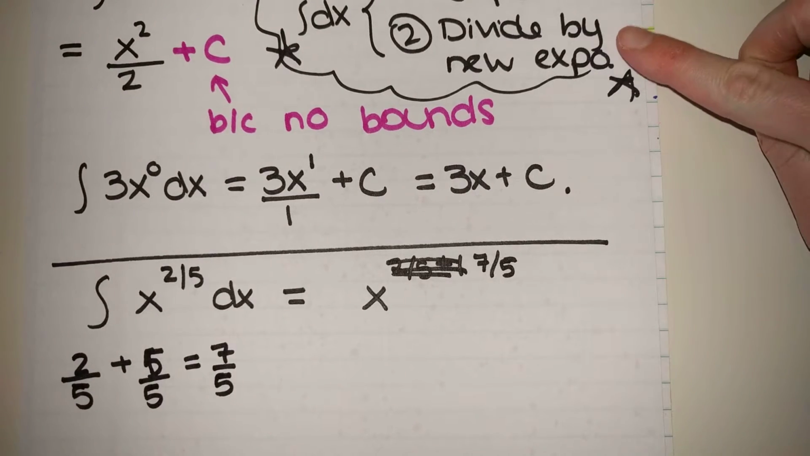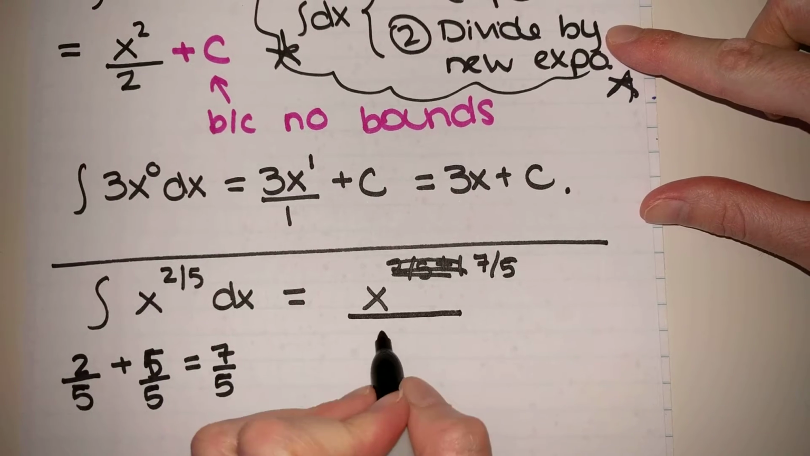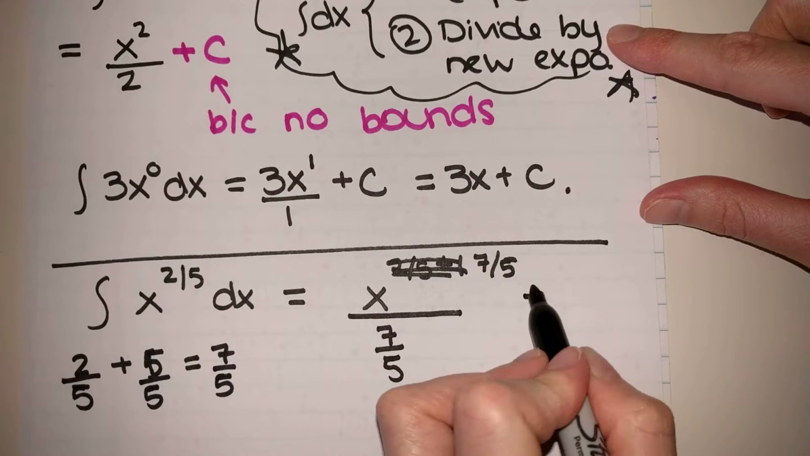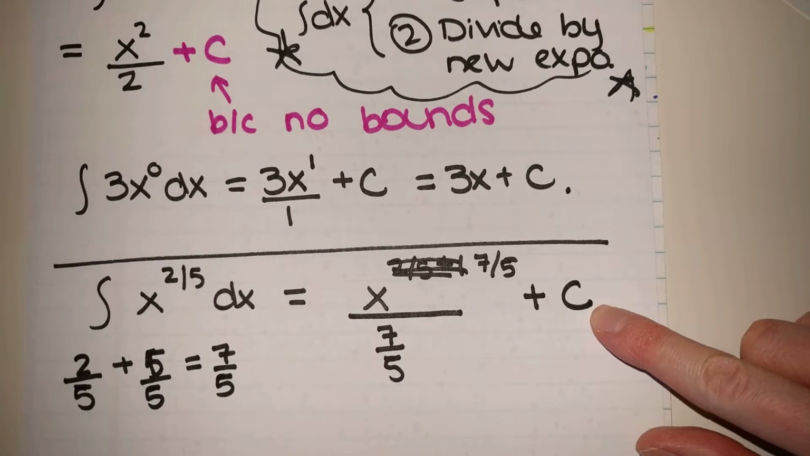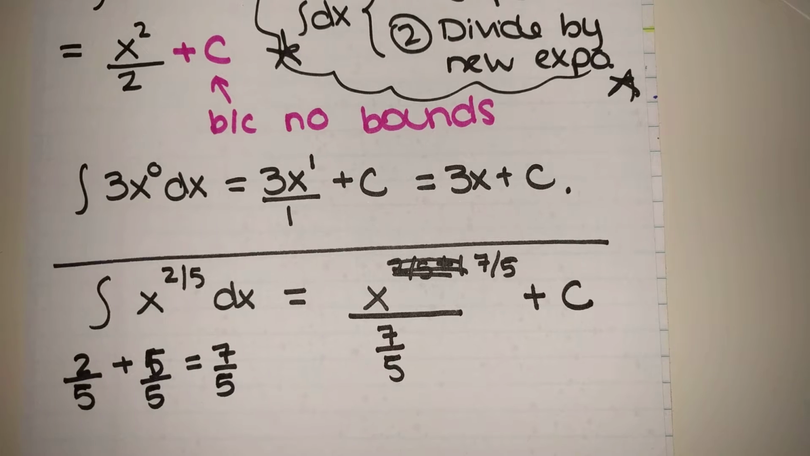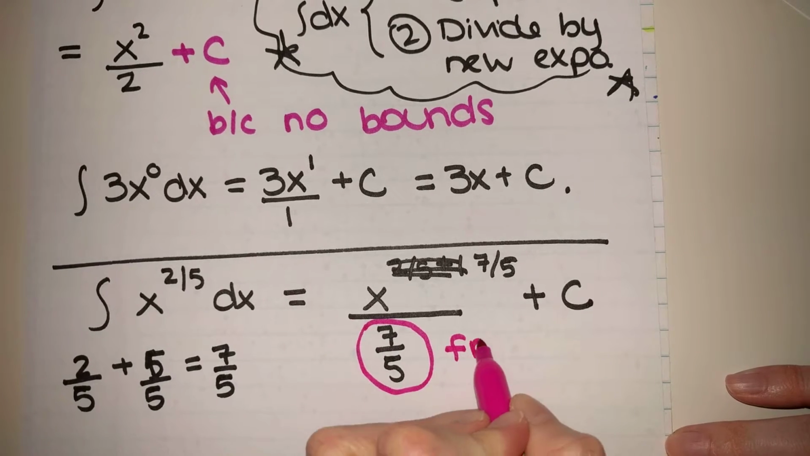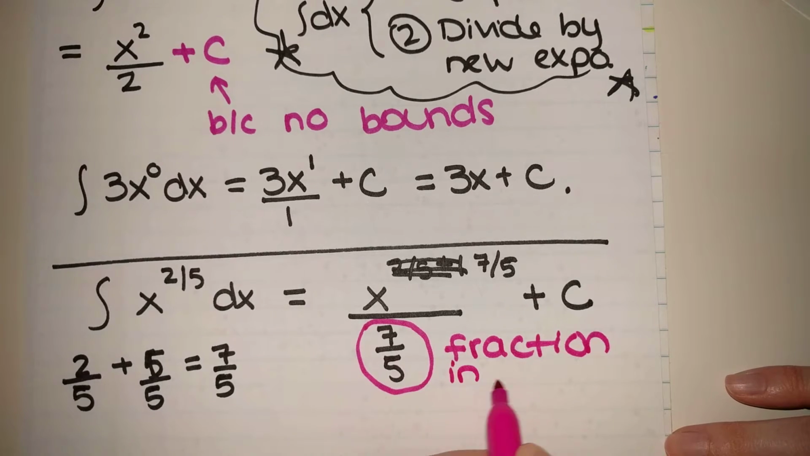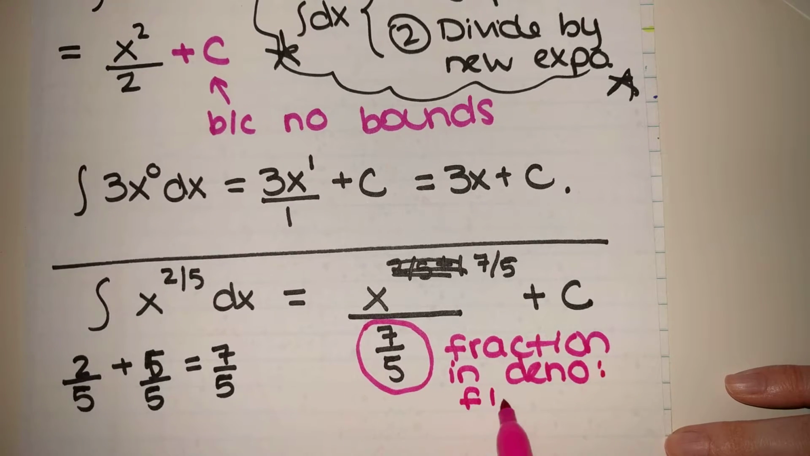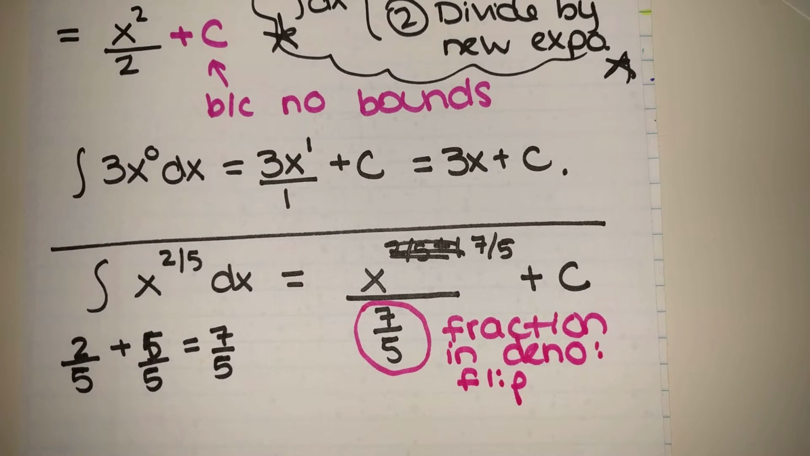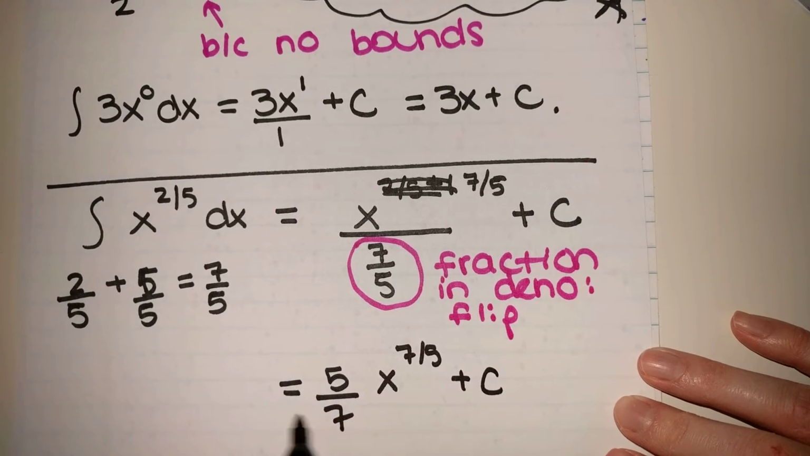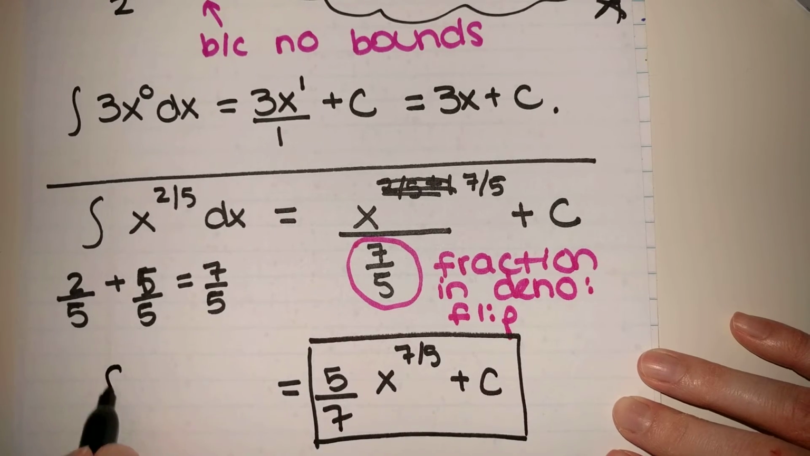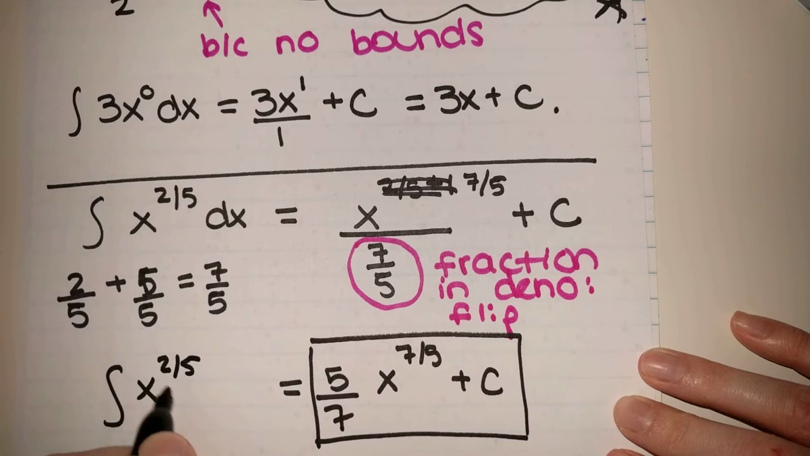Now, step 2 of the power rule is to divide by the new exponent. So we divide by 7/5, and then we add our plus c. And we're adding the plus c here because there are no bounds on the integral. Now, you cannot leave your answer like this because you have this fraction in the denominator. And whenever you have a fraction in the denominator, what you will do is flip it, because you're going to multiply by the reciprocal of the denominator. So to reduce this, I will flip the 7/5 to become 5 over 7 x to the 7/5 plus c. And that is our answer for what the integral of x to the 2/5 dx is equal to.